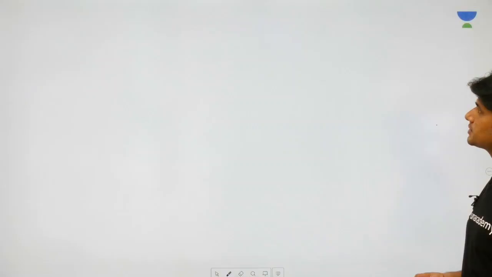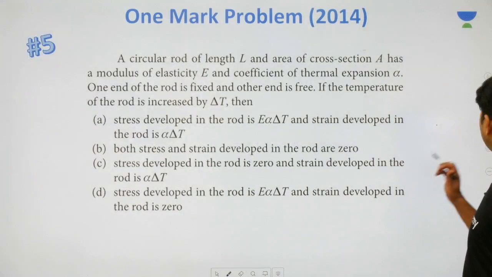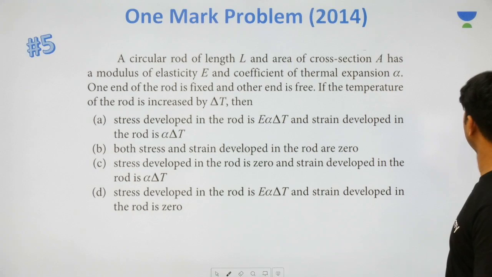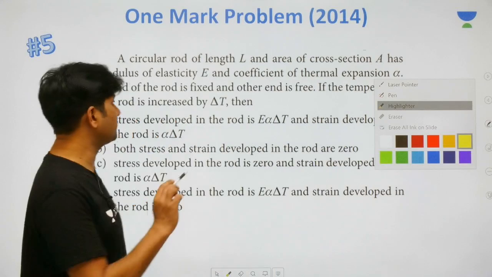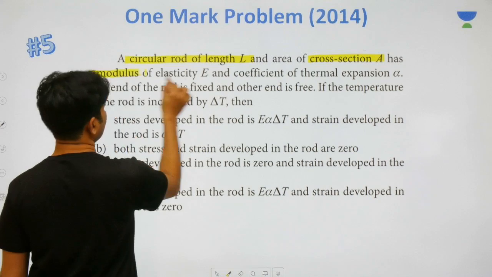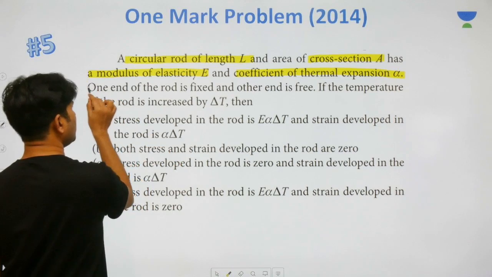Now let us discuss the next problem, this 2014 problem. This is again a problem based on thermal stress. The problem says that we have got a circular rod of length L, cross-sectional area A, modulus of elasticity E, and coefficient of thermal expansion alpha. One end of the rod is fixed, but the other one is free.